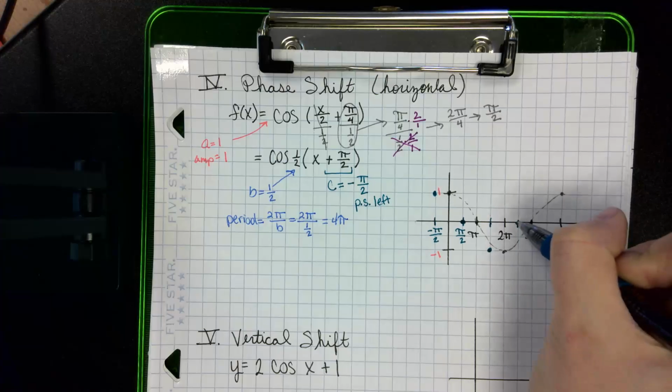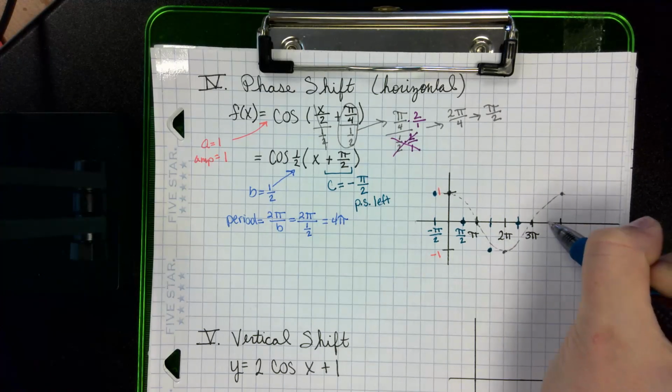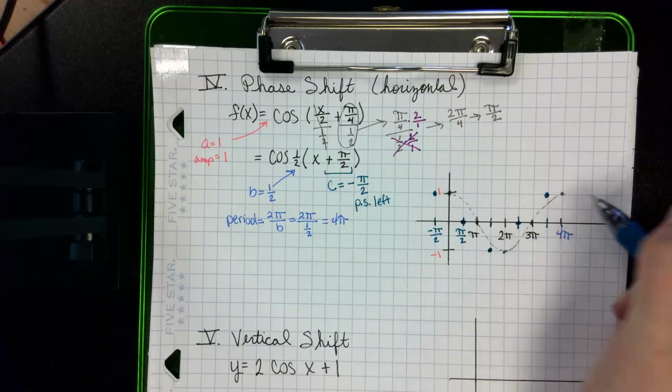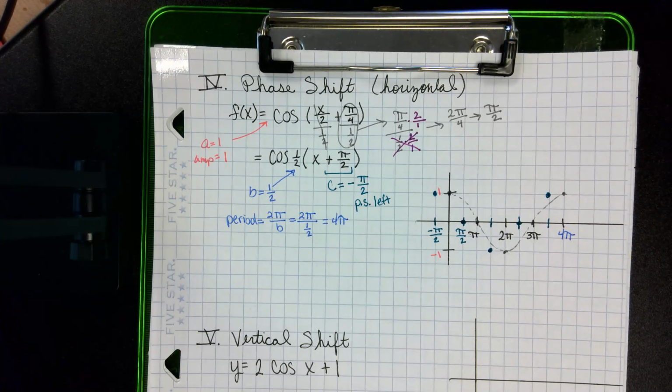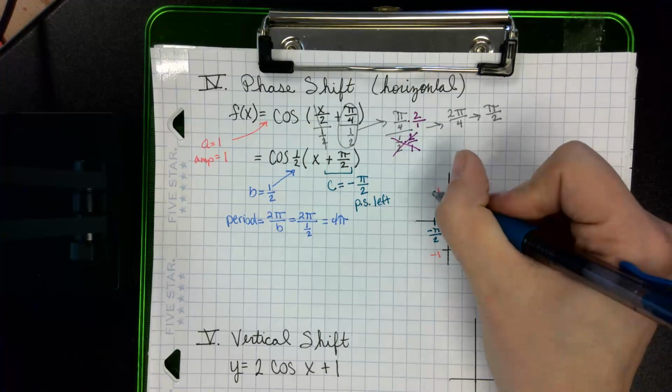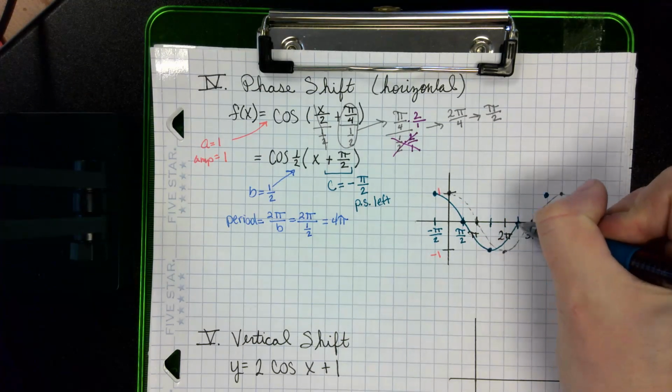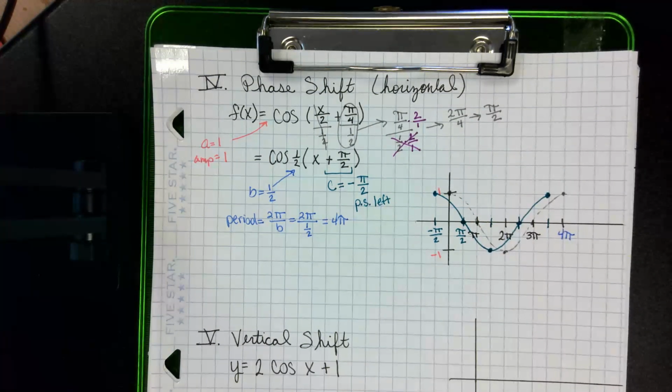Another one here. Another one in between these two, and move that one over. So you're just moving each point over that amount, and then you can draw your final graph, your final function. Phase shift left by pi over 2. It all depends on the scale that you set at the beginning.